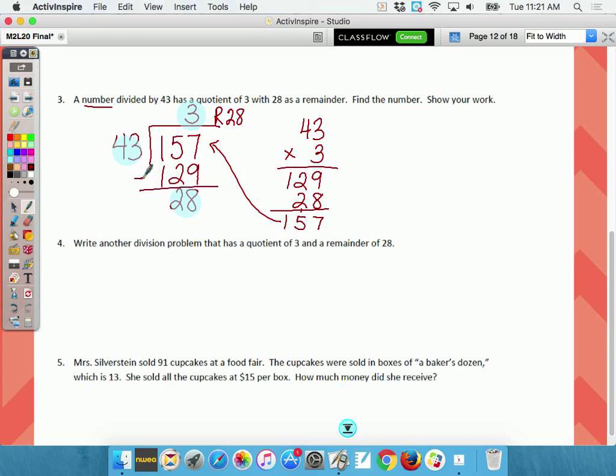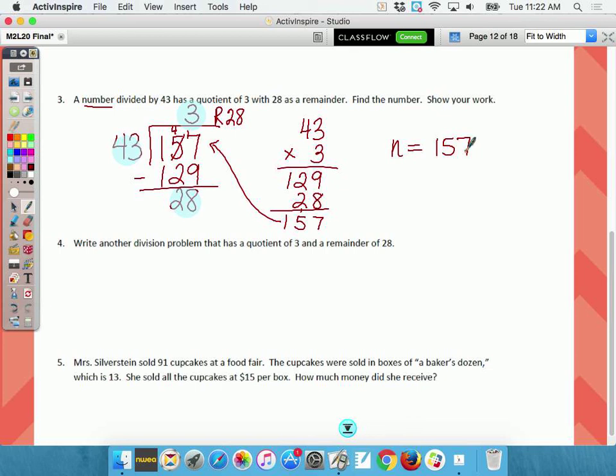Now subtract. 7 minus 9, you have to regroup. Good. 17 minus 9 is 8. 4 minus 2 is 2. So the number equals 157.